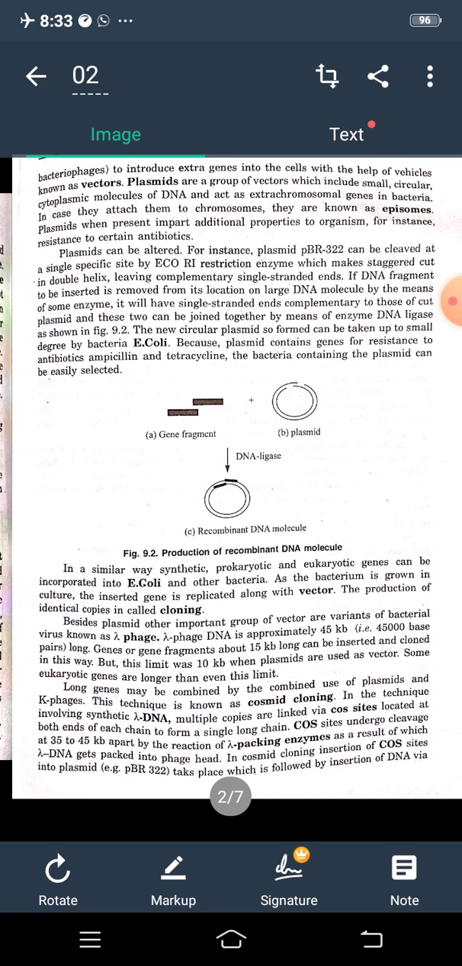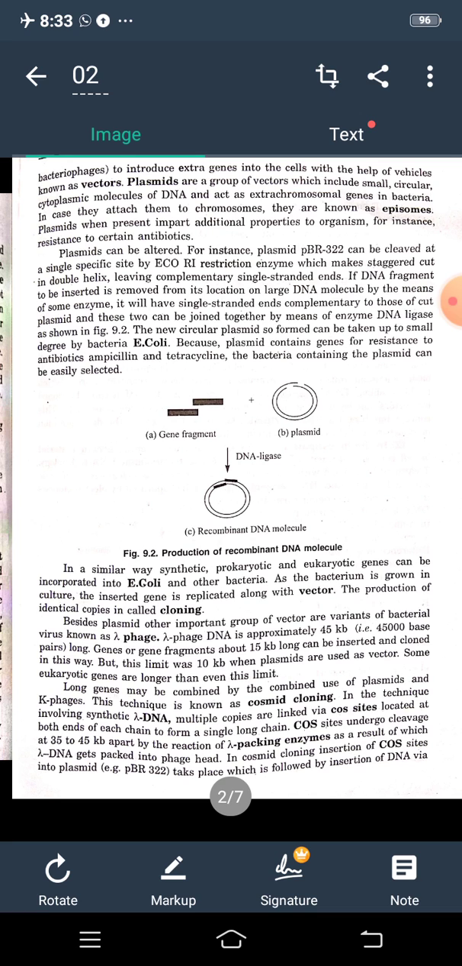If the DNA fragment to be inserted is removed from its location on a large DNA molecule by means of the same enzyme, it will have single stranded ends complementary to those of the cut plasmid, and these two can be joined together by means of the enzyme DNA ligase as shown in figure 9.2.